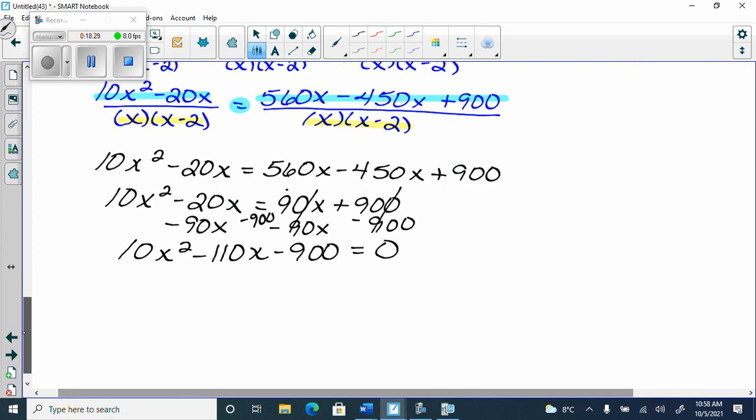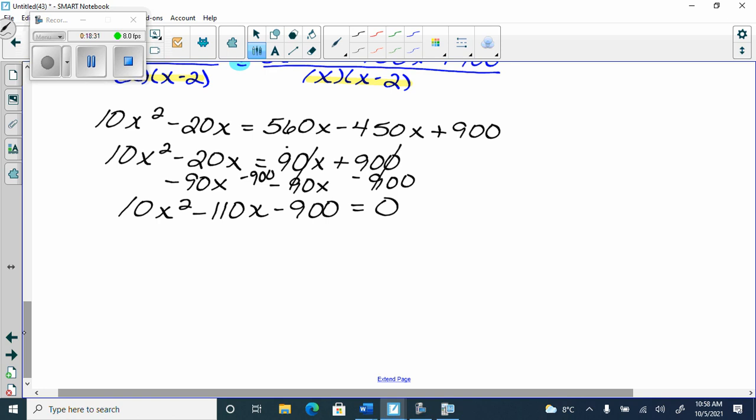You can take a 10 out of these to make it smaller. If you don't take a 10 out, you can still use it. It's totally fine. Either way is correct. I'm not going to take a 10 out because I assume most people won't. But if you did take a 10 out, your A would be 1, your B would be negative 11, your C would be negative 90. Okay? So I'm going to go A, B, C.